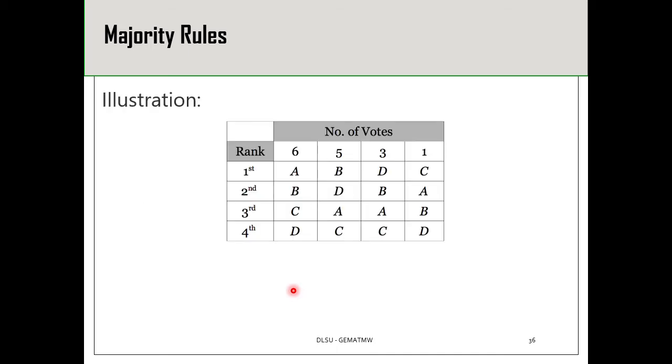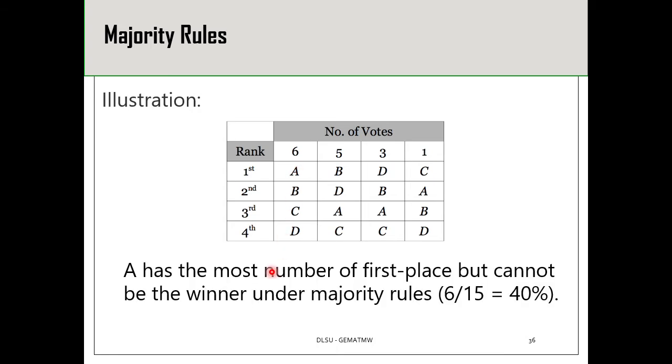So to illustrate this, let's consider this preferential table. Observe that A got 6, B got 5, D got 3, and C got 1. So let's compute the percentage of the first place votes for candidate A. We see that we have 6 out of 15, which is 40%, which is not a majority. And therefore, there is no winner by majority rule method in this particular example.